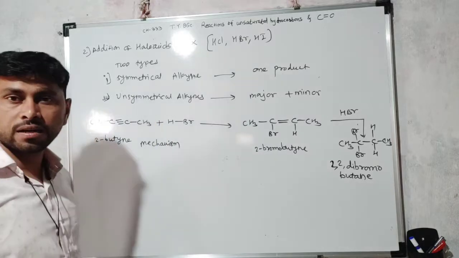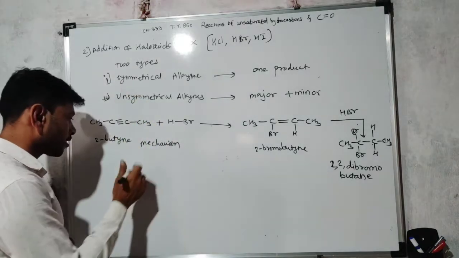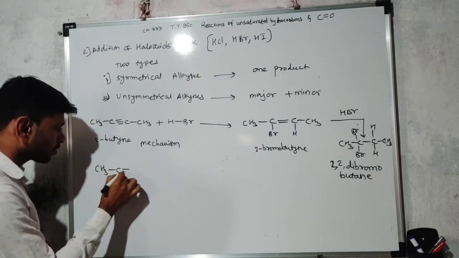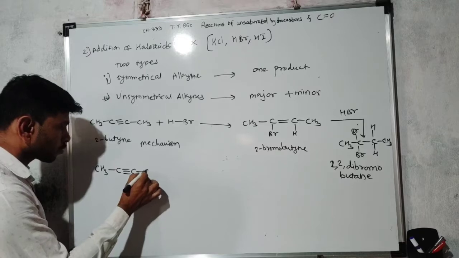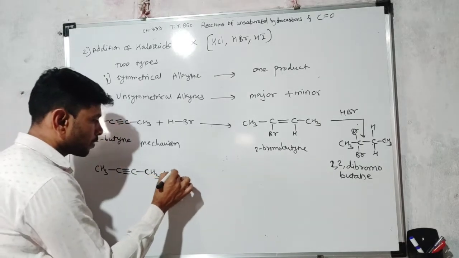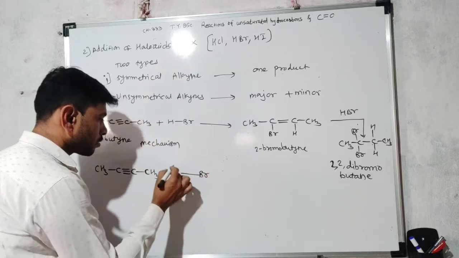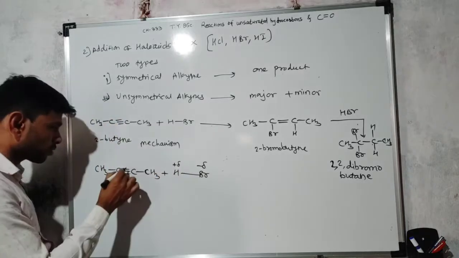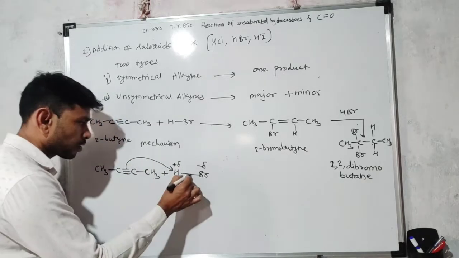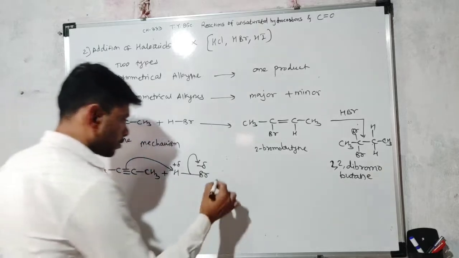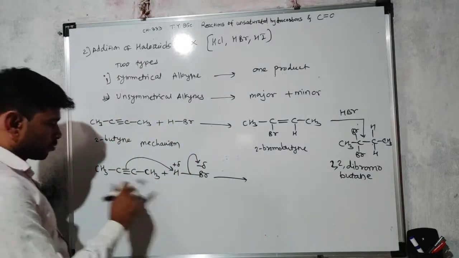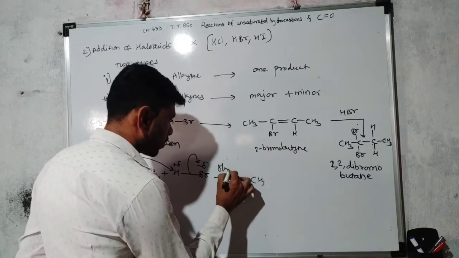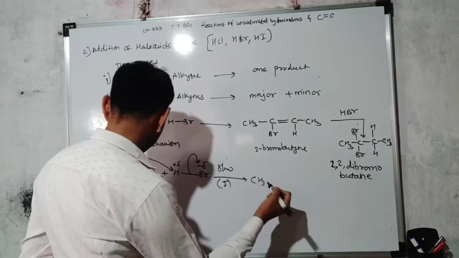Here we use a symmetrical alkyne. In this case, the first step is the formation of a vinylic cation. The carbon-carbon triple bond is a source of electrons, where it attacks the partially positively charged hydrogen. So it attacks here, and a residual Br minus is generated. So this is the first step and it is a slow step, where vinylic cation formation takes place.